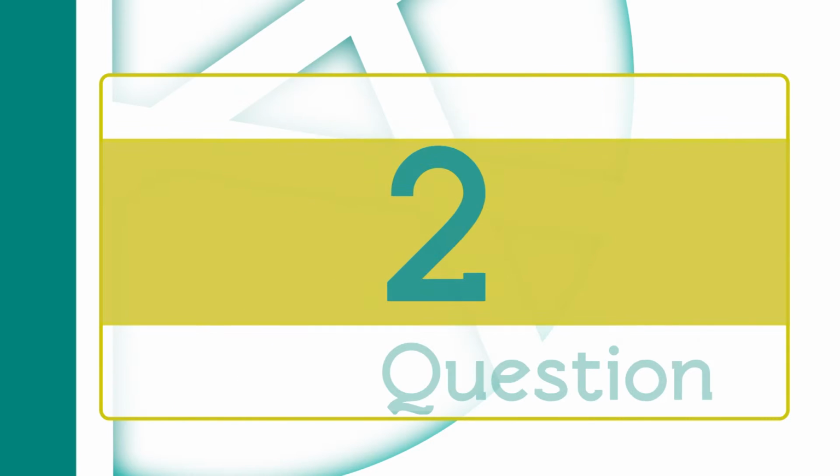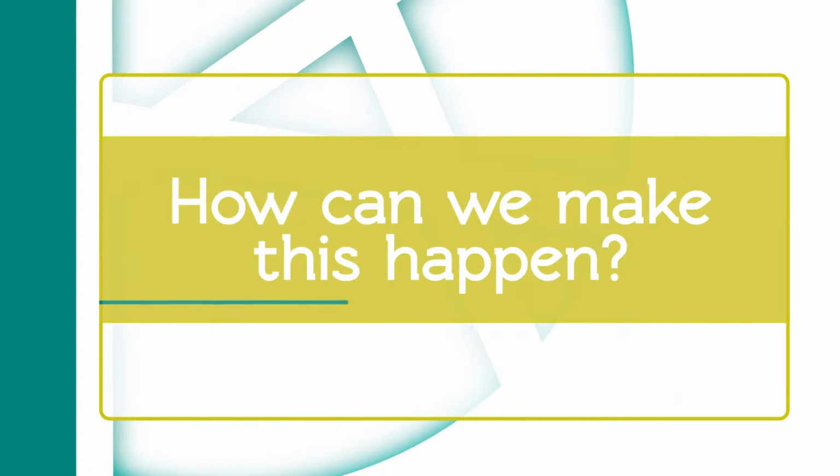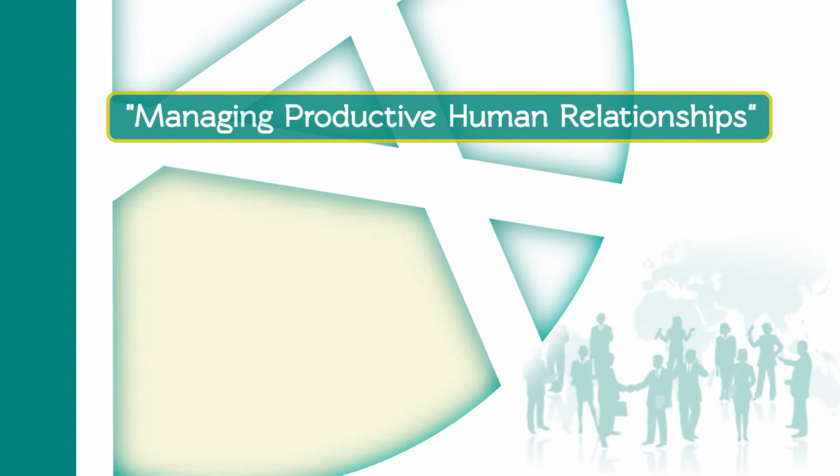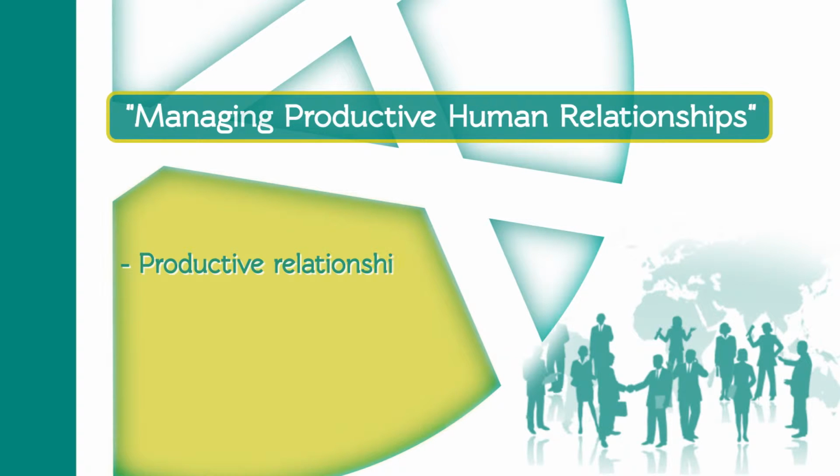Now we come to the second question. How can we make this happen? Everything starts from a single premise: managing productive human relationships. This involves two different concepts: productive relationships and productive people.